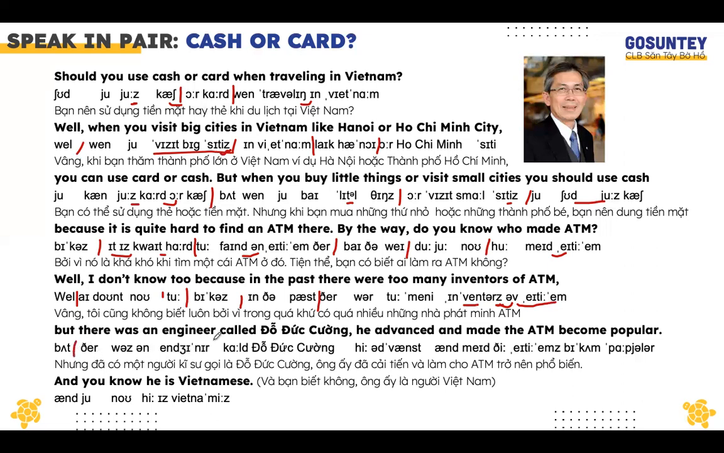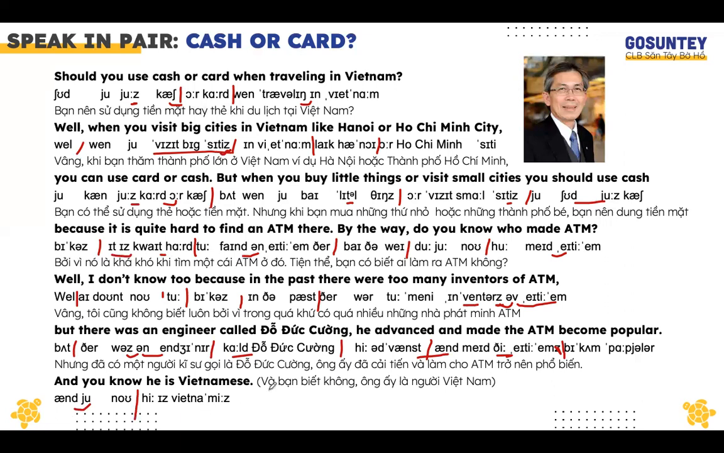But there was an engineer called Đỗ Đức Cường. He advanced and made the ATM become popular. And you know, he is Vietnamese.